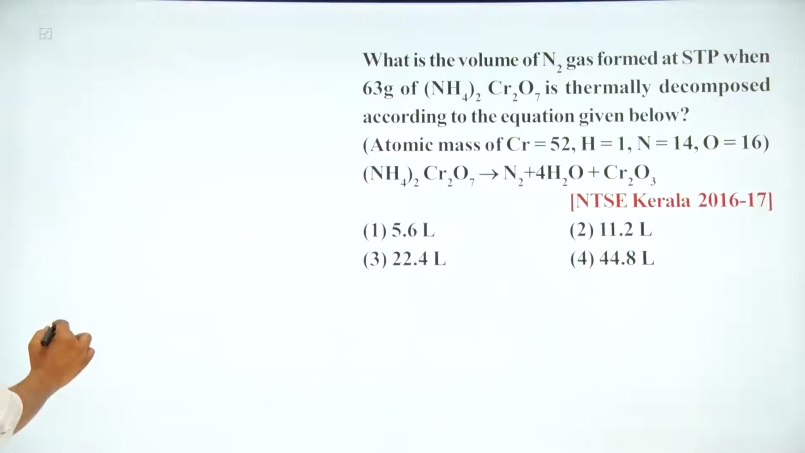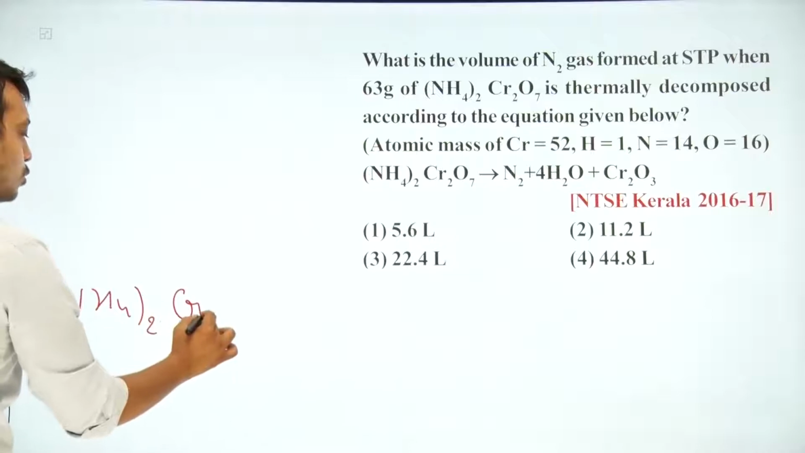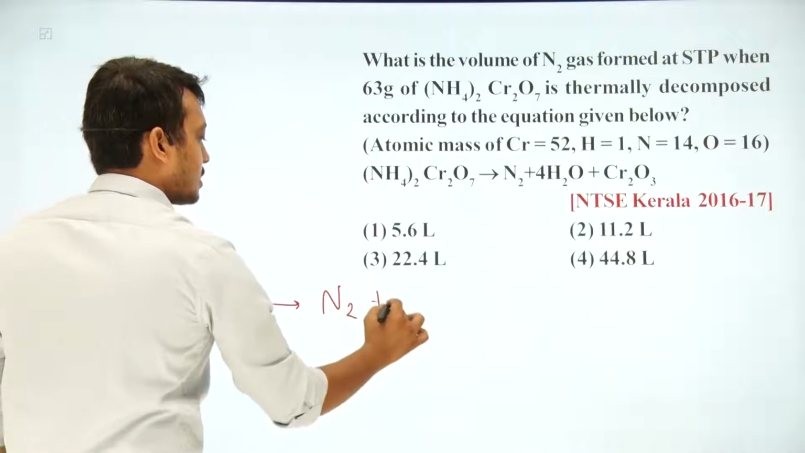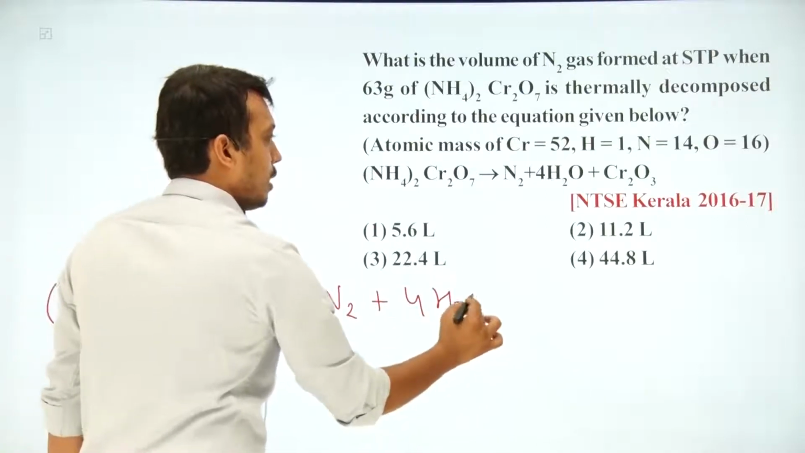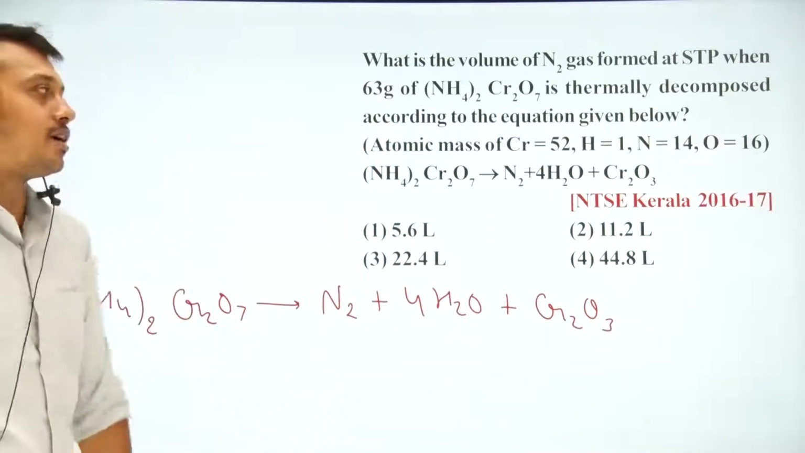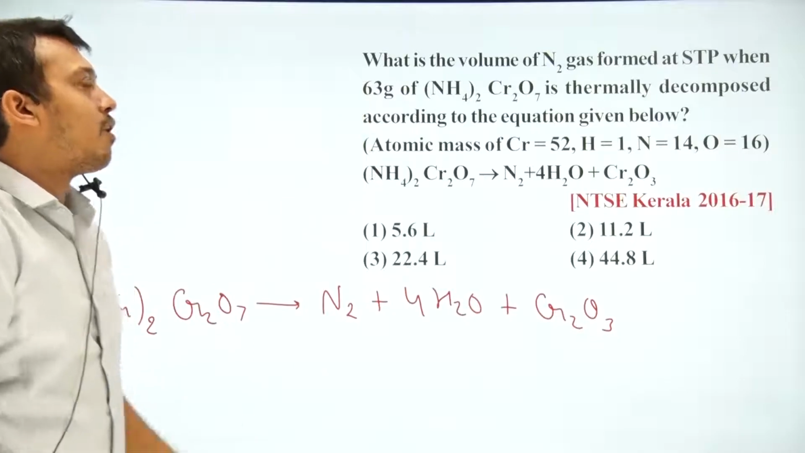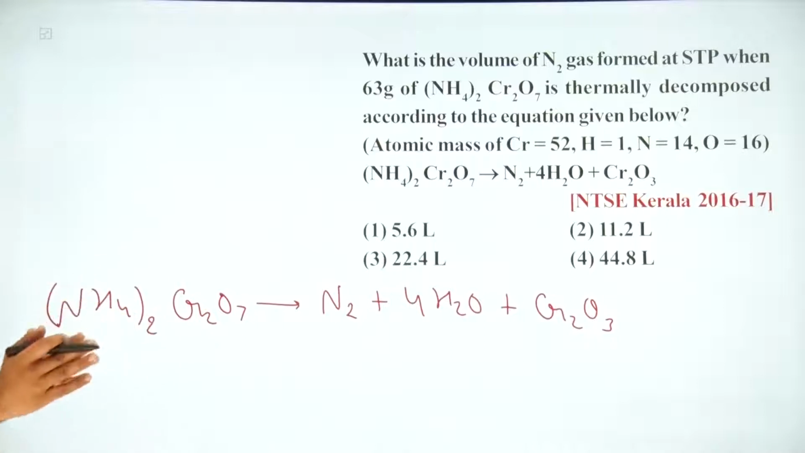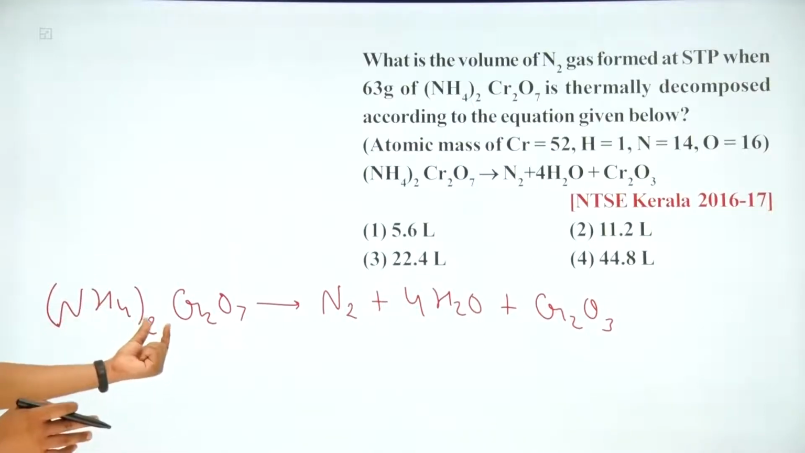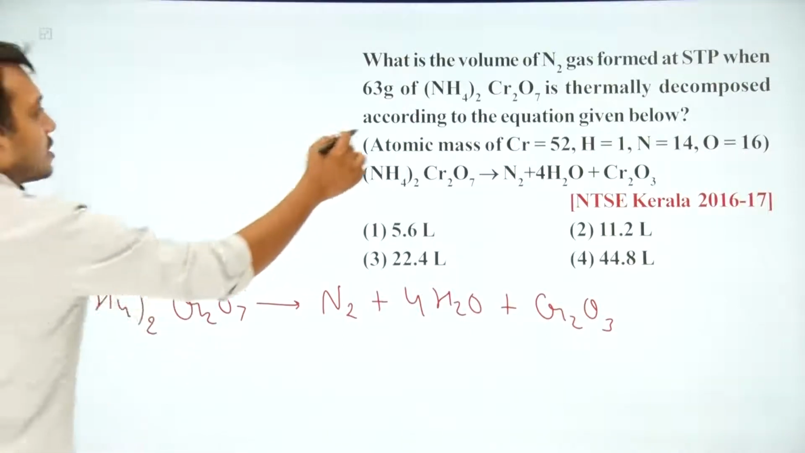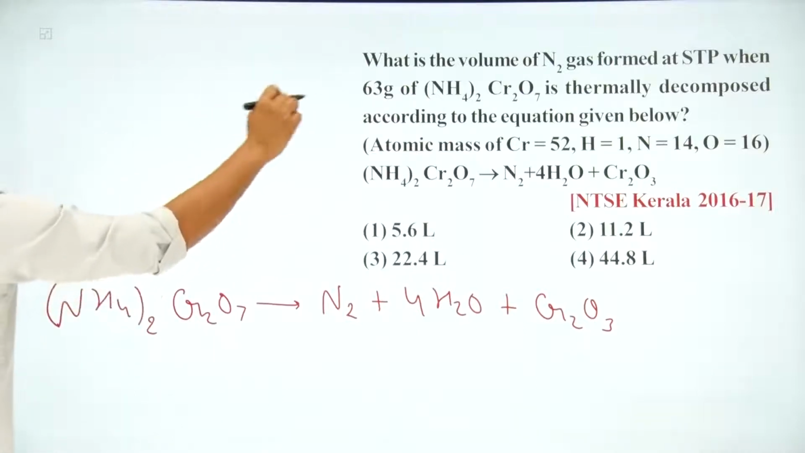What is the equation? Basically, it is (NH4)2Cr2O7, it produces N2 plus 4H2O plus Cr2O3. So basically this is the chemical reaction, and 63 gram of (NH4)2Cr2O7 is mentioned here. The approach of this question is, first we have to calculate the number of moles and then use the stoichiometry concept. So first start with the molar mass of (NH4)2Cr2O7.